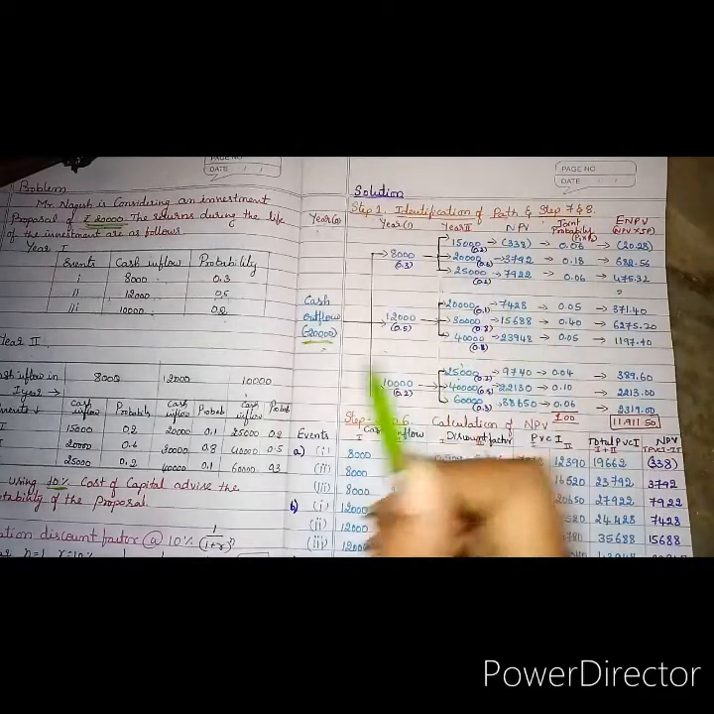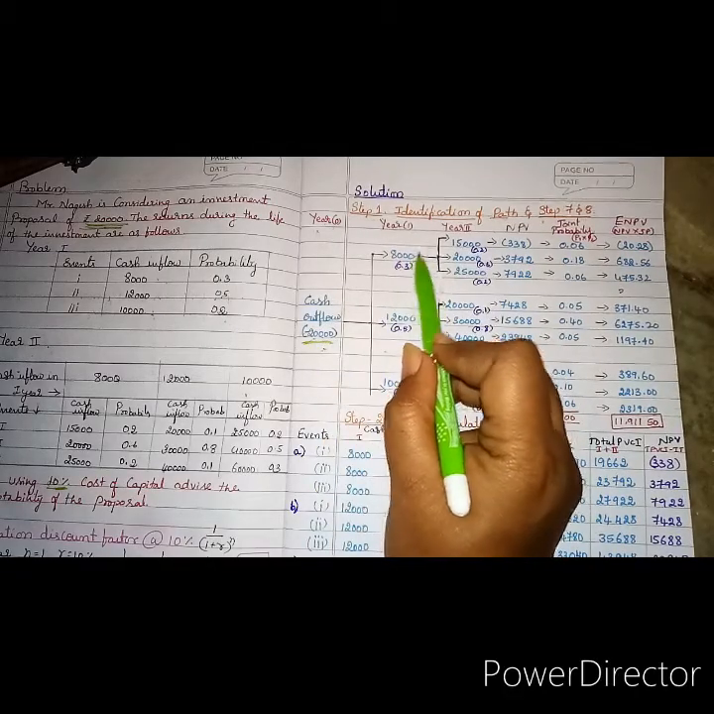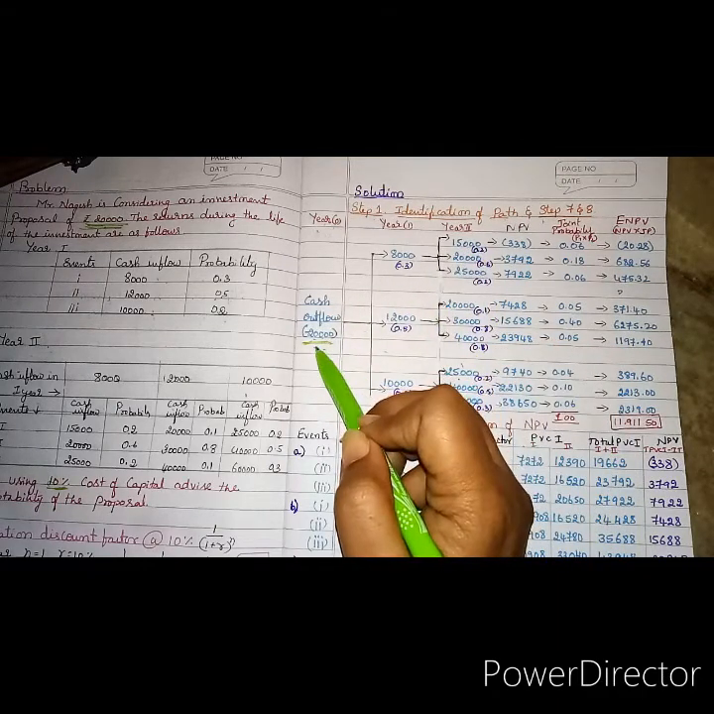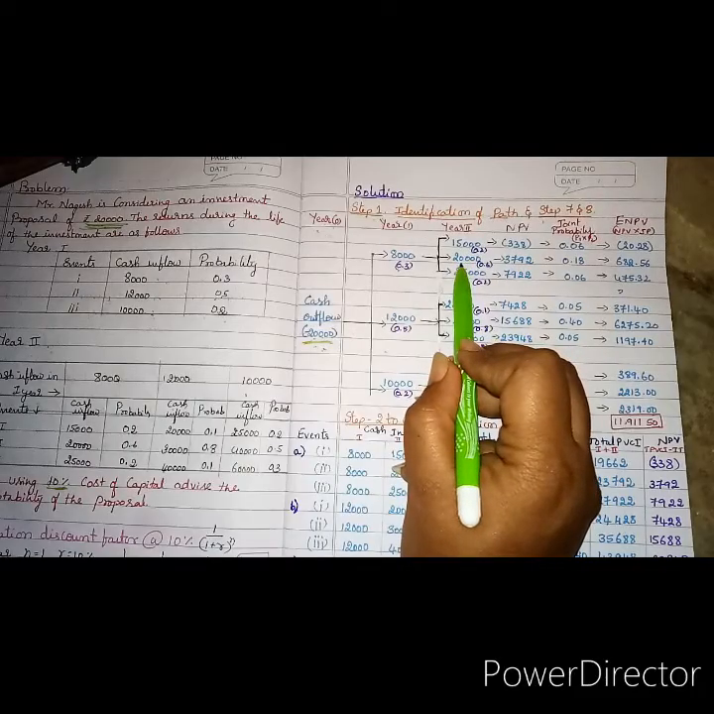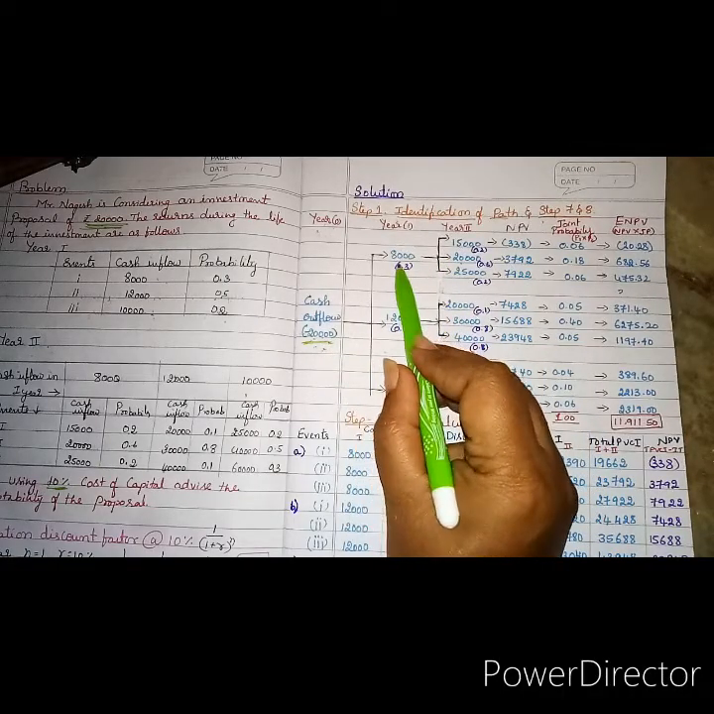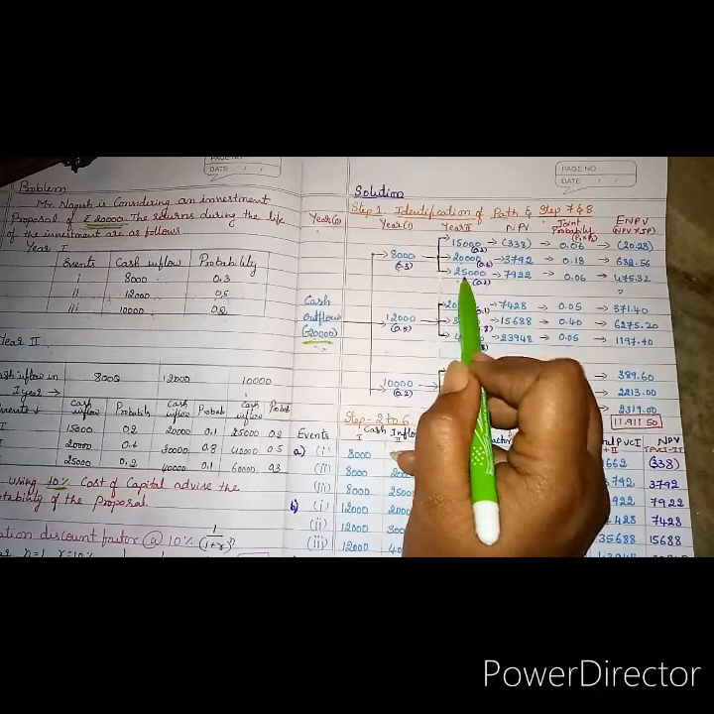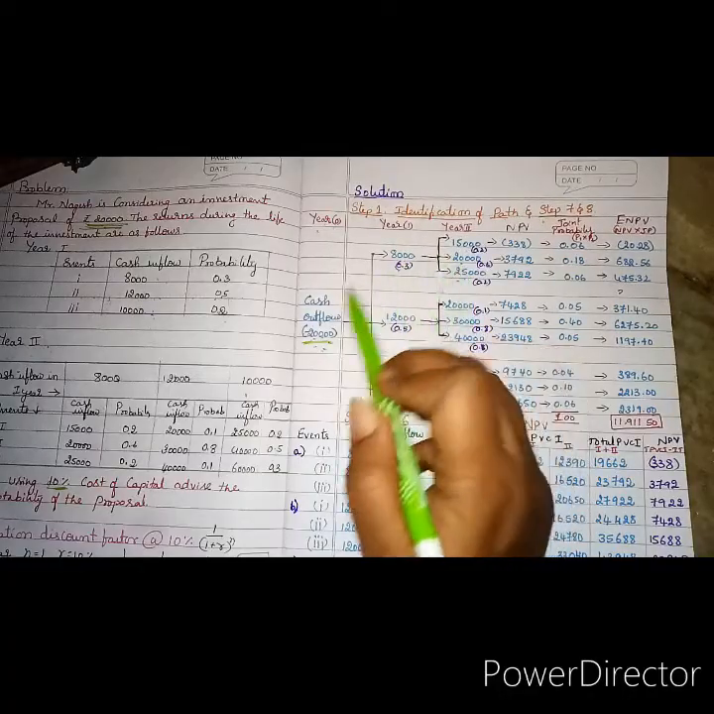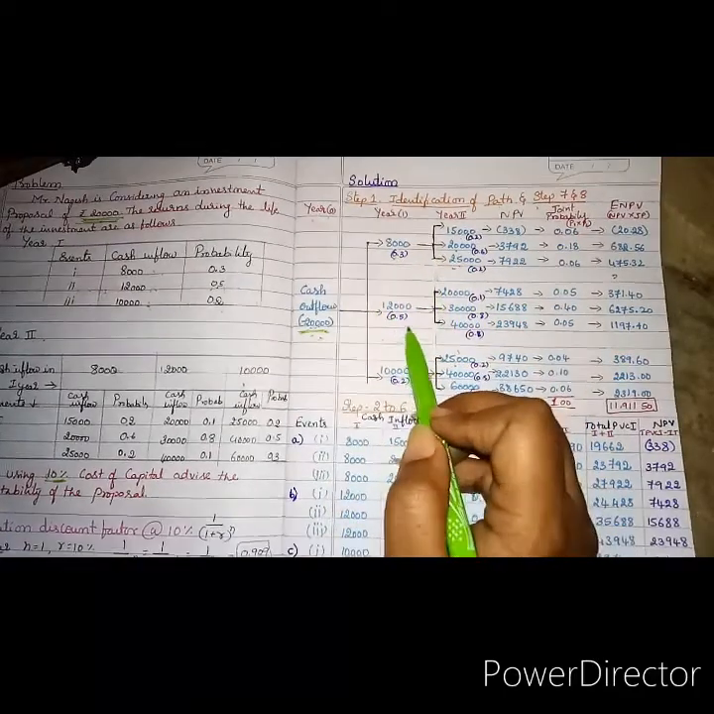Listen carefully. If I am investing 20,000 today, after 1 year I will get 8,000, after 2 years I will get 15,000. This is the first path. If I am investing minus 20,000 today, after 1 year I will get 8,000 and after 2 years I will get 20,000. This is the second path. Then if I am investing 20,000 today, after 1 year I will get 8,000 and after 2 years I will get 25,000. So these are the 3 paths.